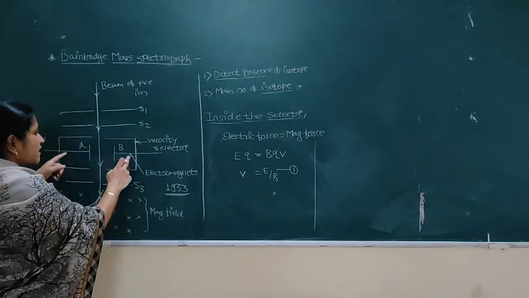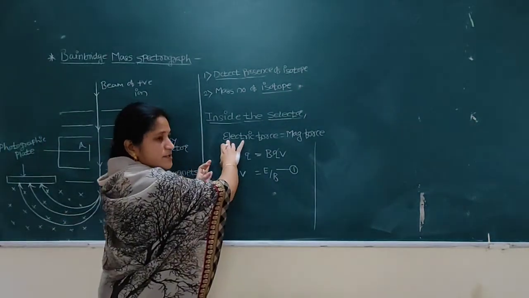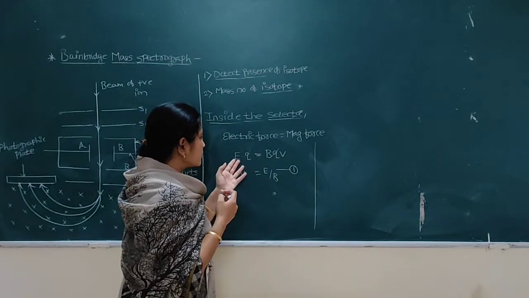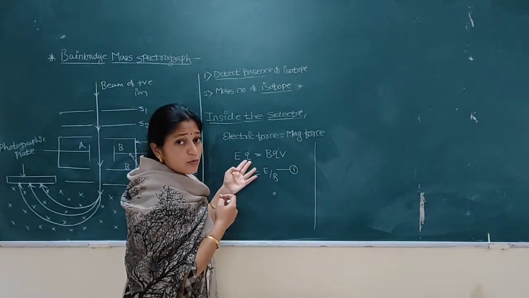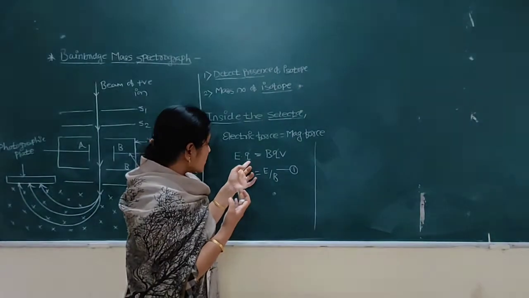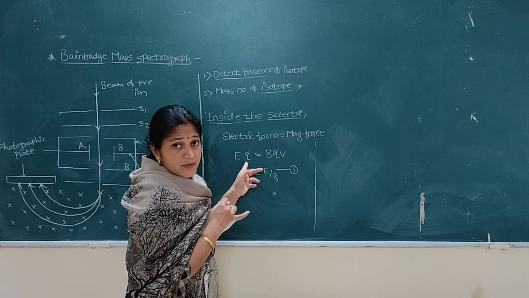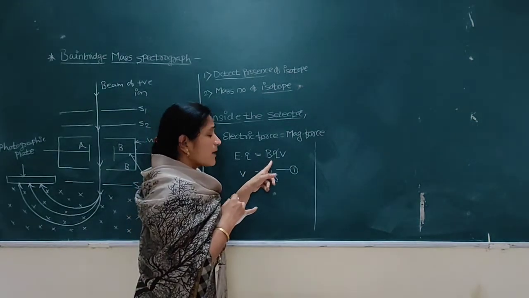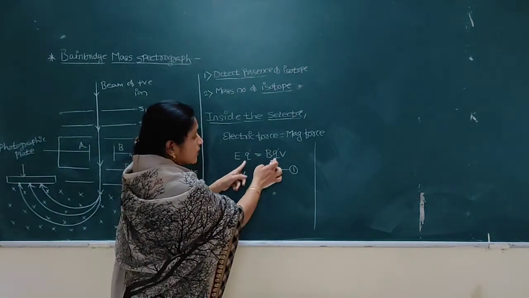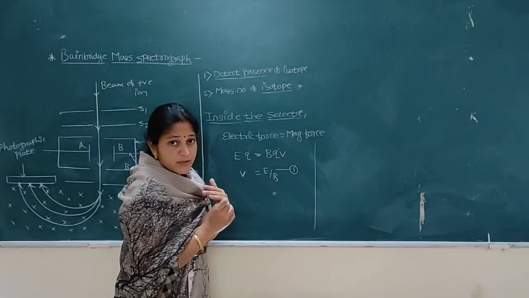Understood? Inside this chamber or cylinder, what happens? Electric force must be equal to the magnetic force. And electric force, we know, is F equal to E into small q, or E into small e. Small e or small q indicates the charge of the ion. Now magnetic force is B q v. Now q will get cancelled. The remaining equation we can write as v is equal to E by B.